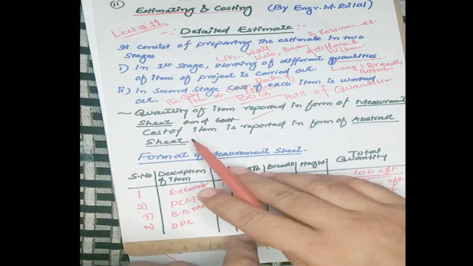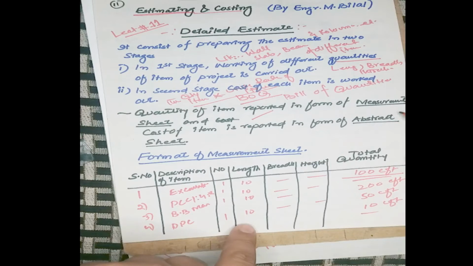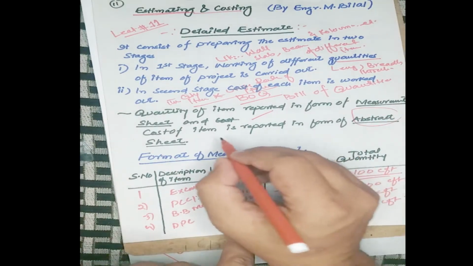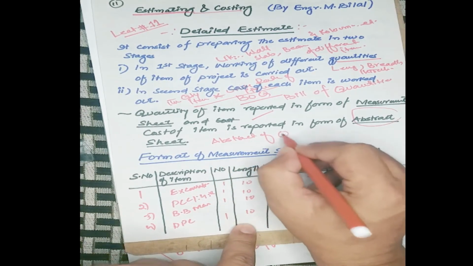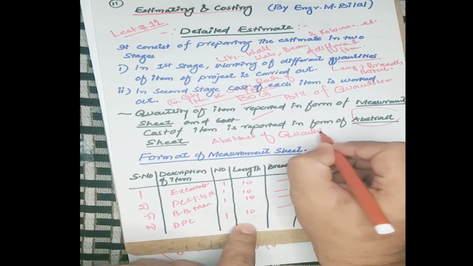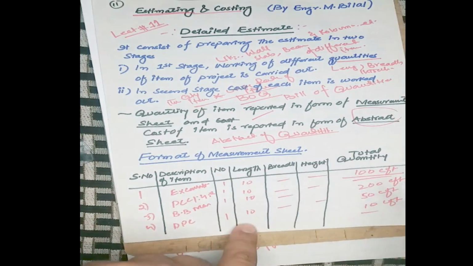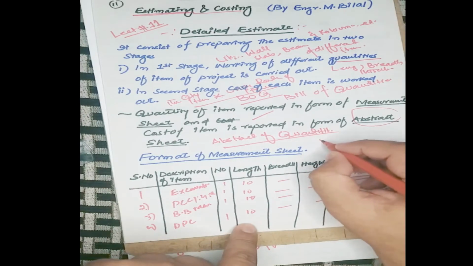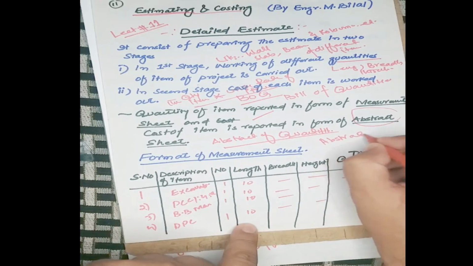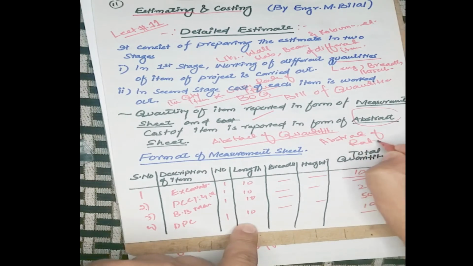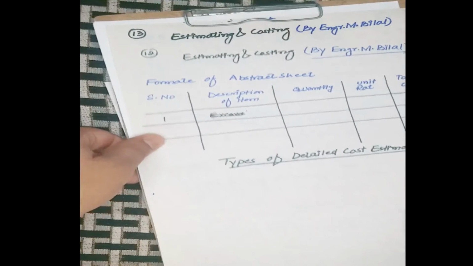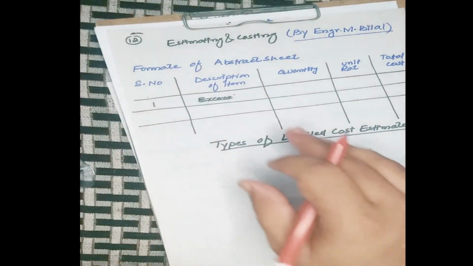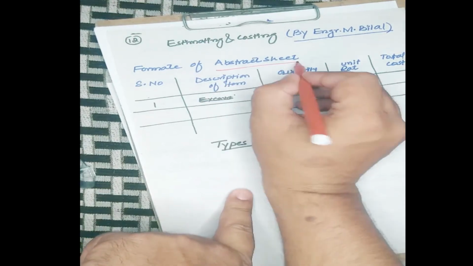In the second stage, the cost of items is reported in the form of an abstract sheet, meaning abstract of quantity or abstract of rates. So the format of the abstract of rate is here. This is the format of the abstract sheet. So this is called the abstract sheet.